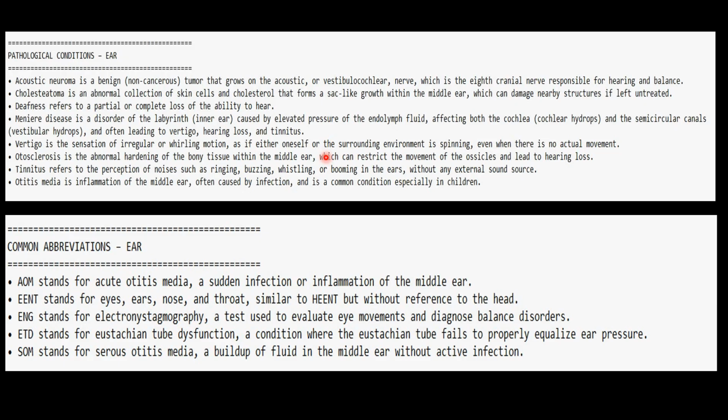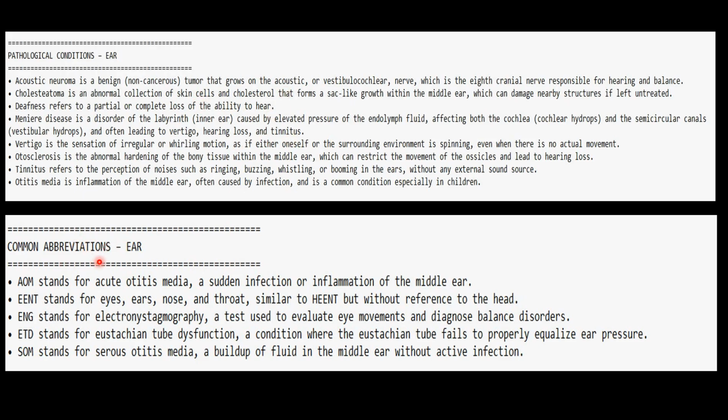Okay, so because of the infection, if the middle ear is inflamed, then this condition is defined as otitis media, and it is a common condition, especially in children. Okay, so I think this part is clear to everyone. What are the pathological conditions of the ear?